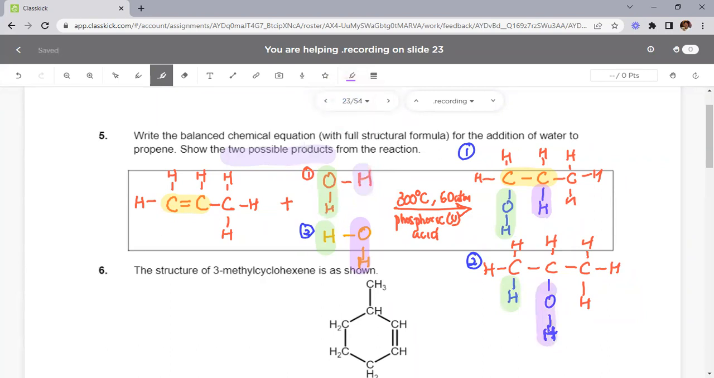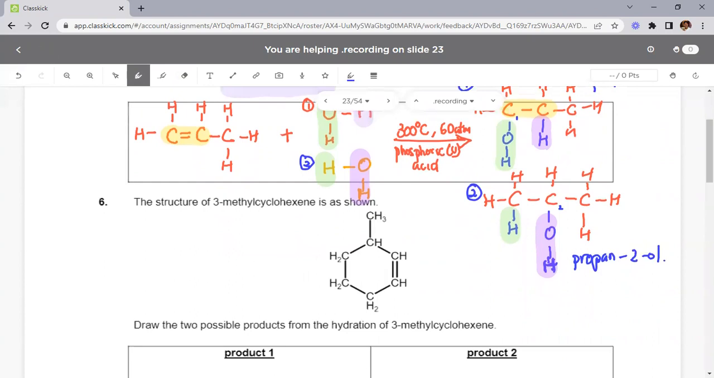Now you say, what's the difference? The naming itself is very different already. This OH is attached to the first carbon, so actually, we will call this propan-1-ol because the OH group is attached to the first carbon. Now you can see here the OH group is attached to the second carbon. So actually, this is called a propan, sorry, propan-2-ol. Okay, propan-1-ol, propan-2-ol. So these are the 2 possible products.